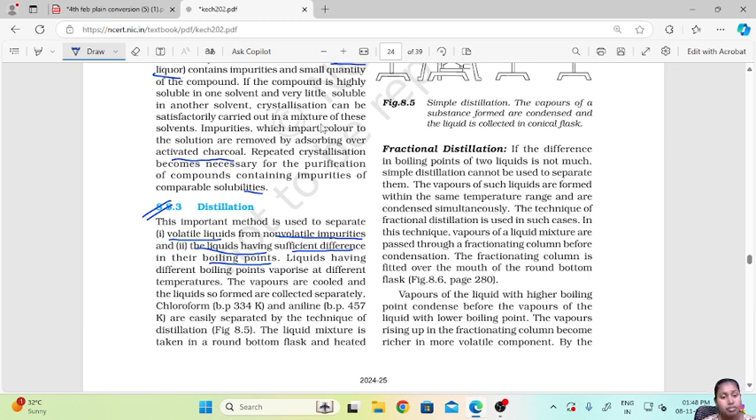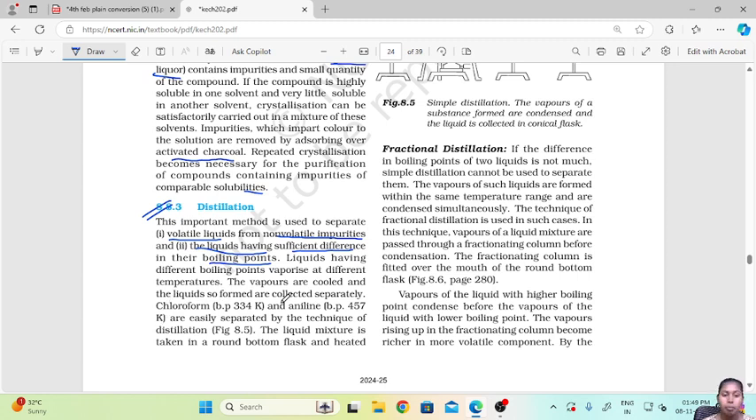Now, different liquids having different boiling points vaporize at different temperatures. The vapors are cooled and the liquids so formed are collected separately. Where we use the difference between boiling points as the method, the liquids vaporize at different temperatures, and these vapors, when we condense them to liquid, are collected in separate vessels.